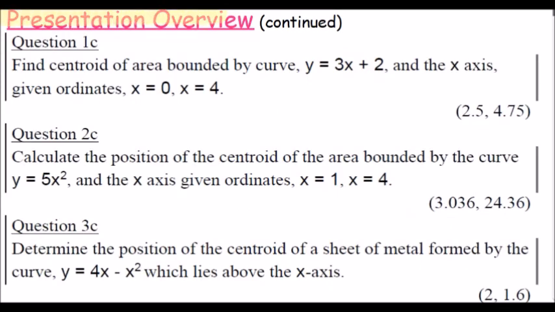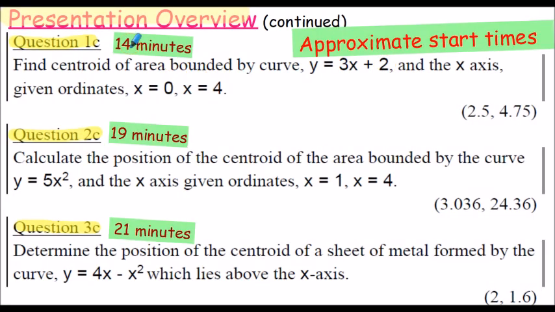Presentation overview continued. Then we have a series of questions, question 1C, question 2C and 3C. You can attempt these at your own pace, although full work solutions are shown. Here are the approximate start times for questions 1C through to 3C. Please note these are only approximate start times though.